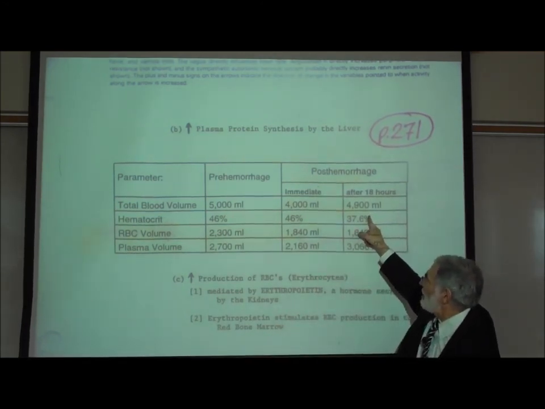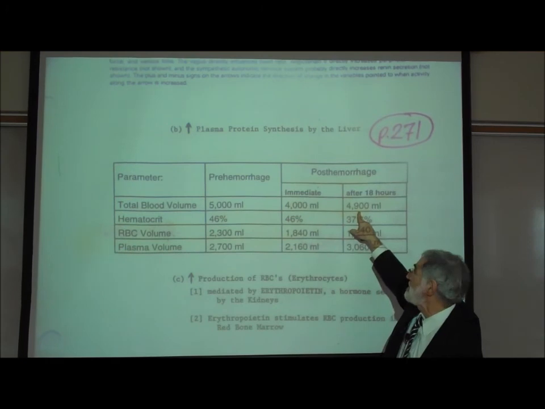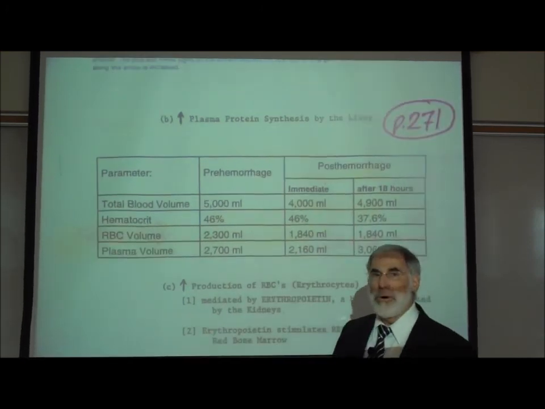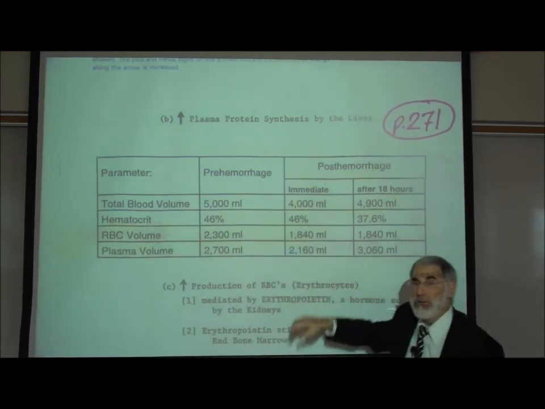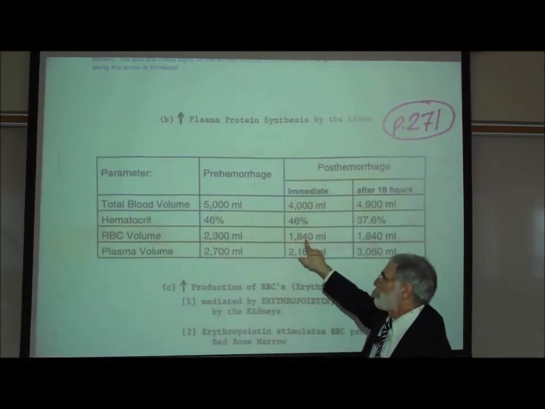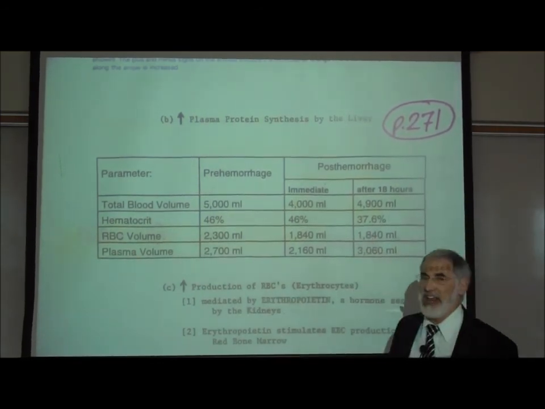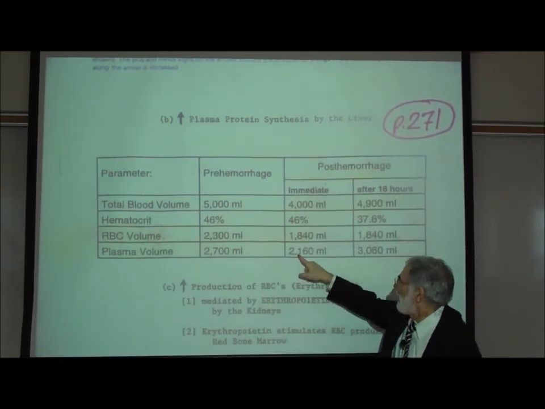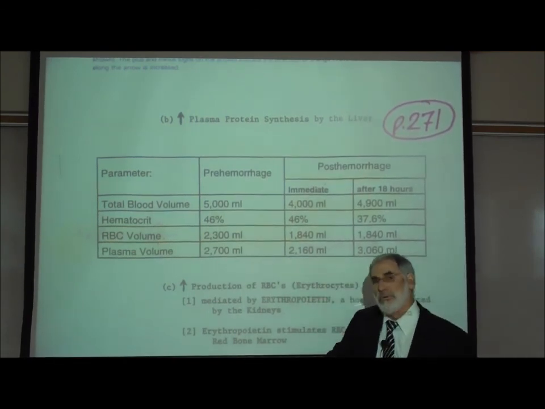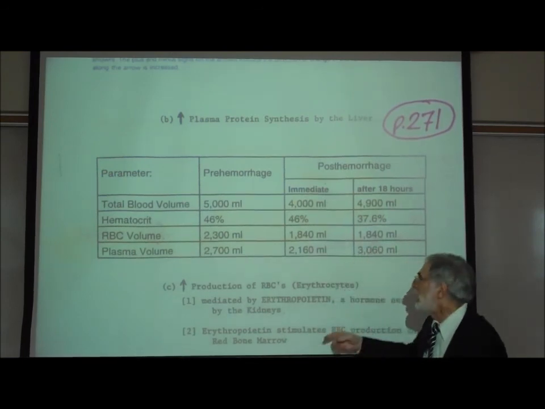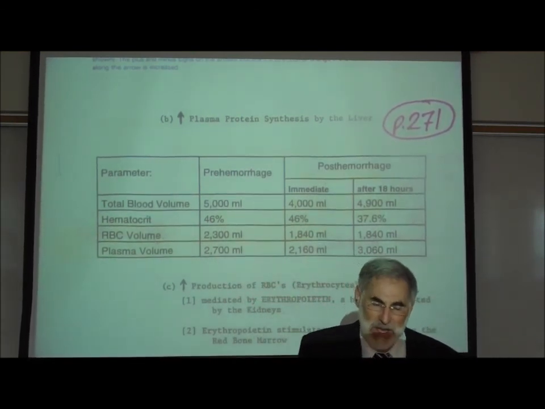And you'll notice that 18 hours later, the total blood volume has increased from 4,000 up to 4,900 milliliters. It is almost back up to the normal volume of 5,000 milliliters. Now, how was that achieved? You'll notice that the red blood cell volume did not increase. It was 1,840 immediately after the removal of 1 liter of blood, and that remains at 1,840. But you'll notice that the plasma volume has increased dramatically. In fact, the plasma volume increased from 2,160, which it was immediately after removing 1 liter of blood, to 3,060. It is now greater than normal.